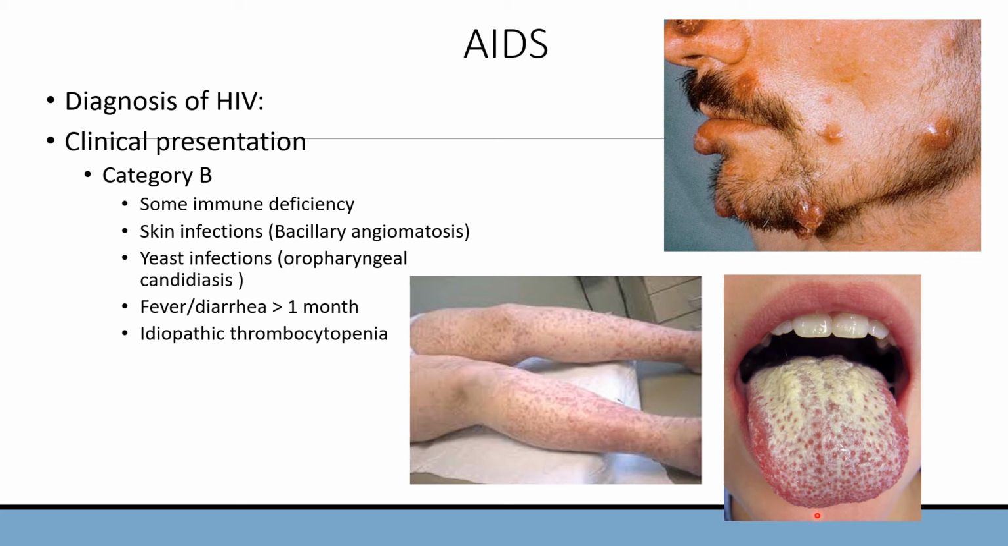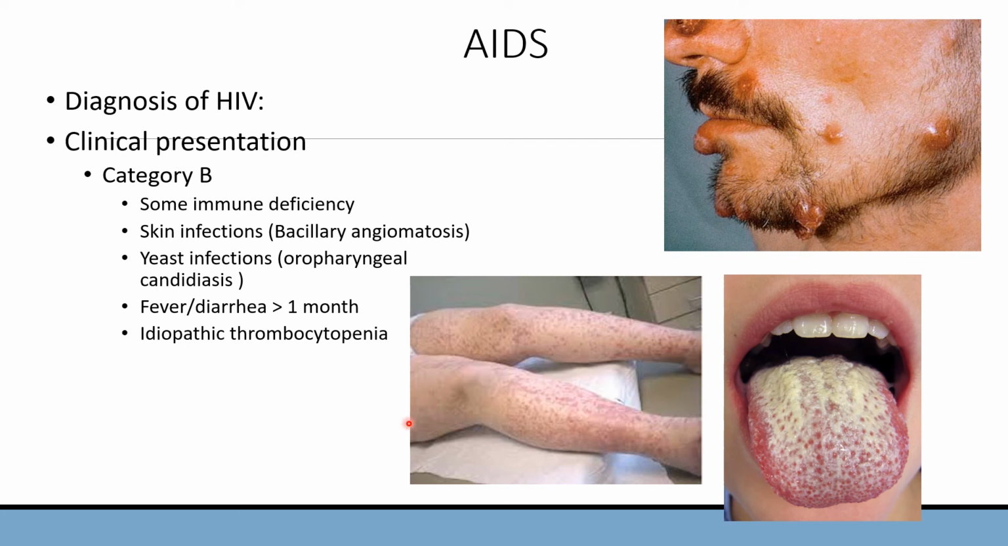You can develop fever and diarrhea. This needs to be longer than a month. If you just have diarrhea and a fever for a few days, that just might mean you're sick, right? But if it lasts for a long time, then it's cause for concern. So we could develop idiopathic thrombocytopenic anemia, and we'll talk more about that when we get to the blood chapter. But essentially it is a reduction in thrombocytes, and these thrombocytes are involved in blood clotting.